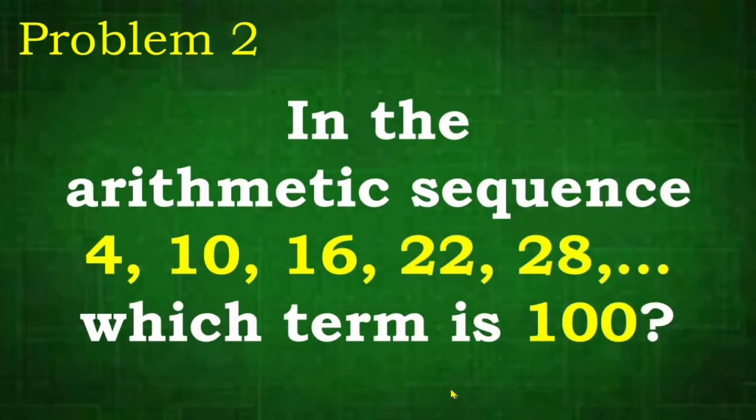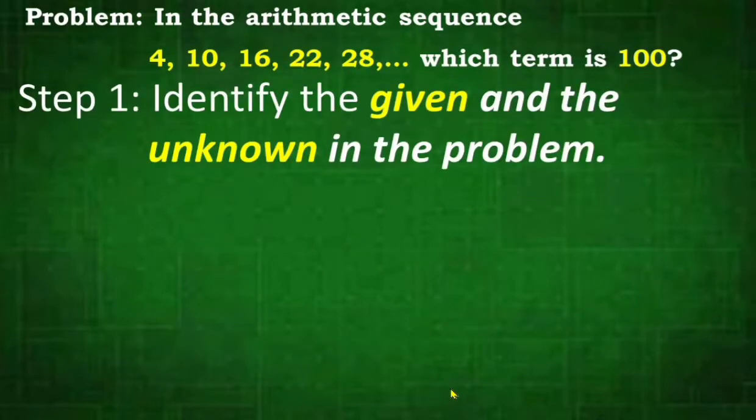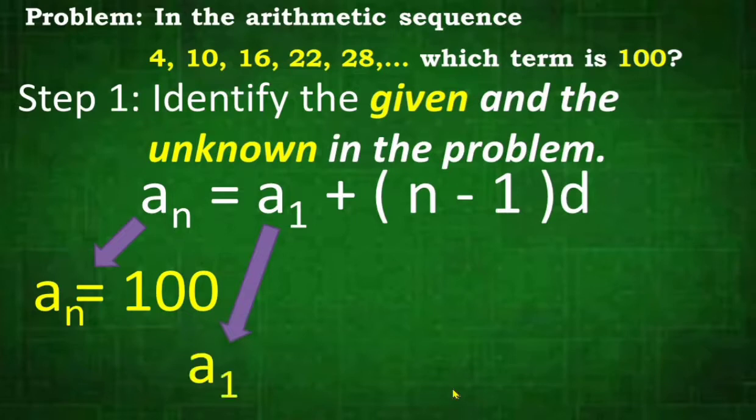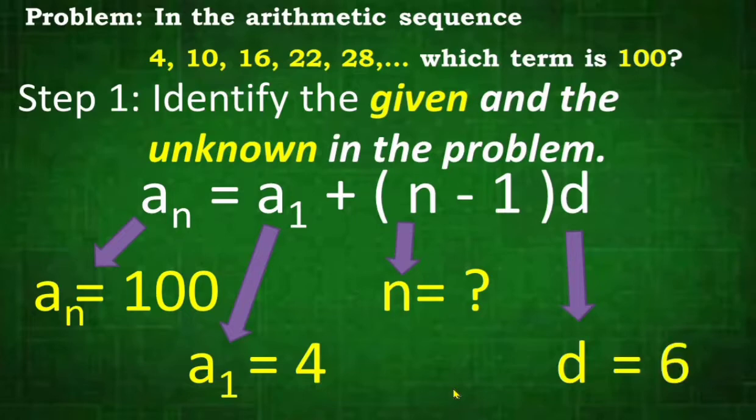Let us have problem 2. In the arithmetic sequence 4, 10, 16, 22, 28, which term is 100? To solve that, let us again do the first step. Identify the given and the unknown in the problem. So our a sub n is 100, a sub 1 is 4, n is the unknown, and d is 6.